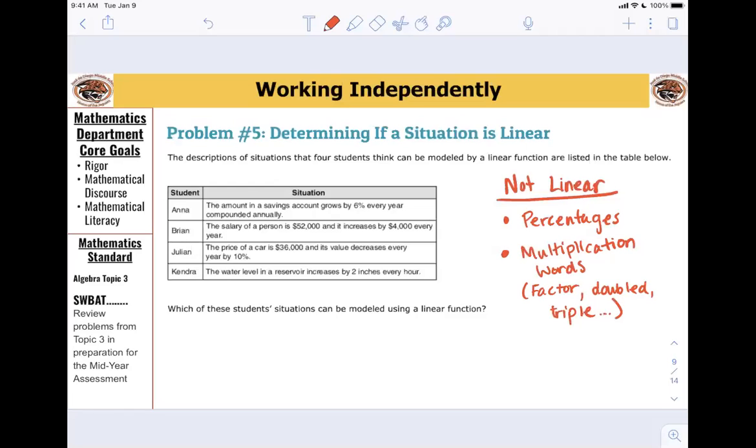Yeah, Anna and Julian. There we go. But Brian is good. Brian is increasing by $4,000 every year. That means he's adding 4,000 every year. That's fine. And Kendra, the water increases by 2 inches every hour. That means you're adding 2 inches every hour. That's also fine. So for this one, the answer was Brian and Kendra. Questions on number 5?